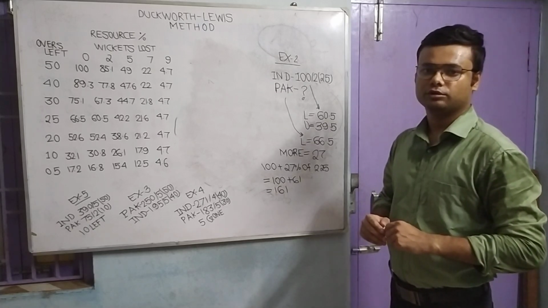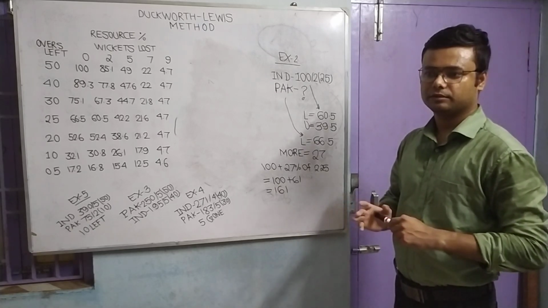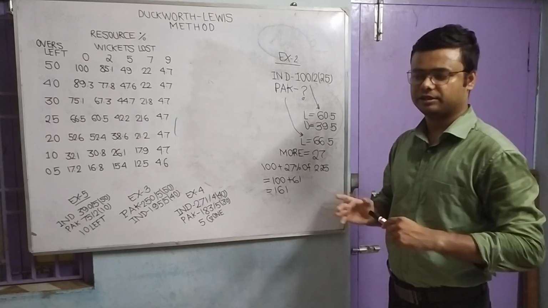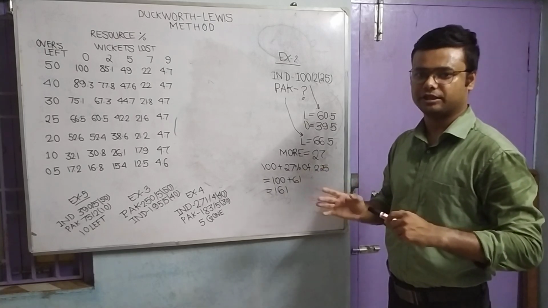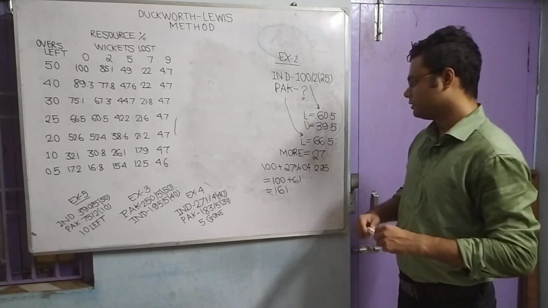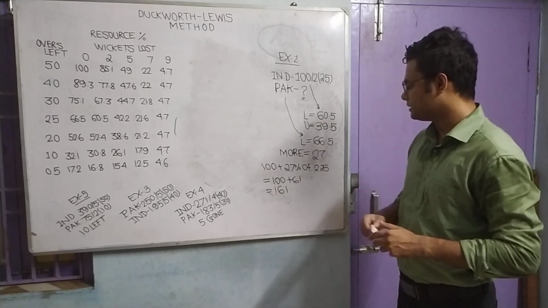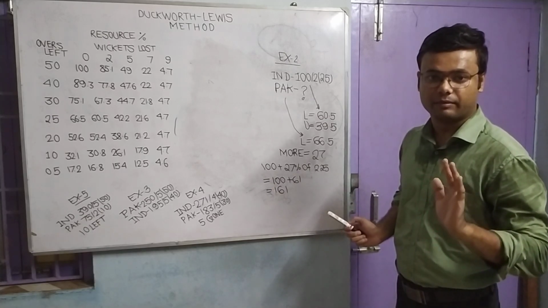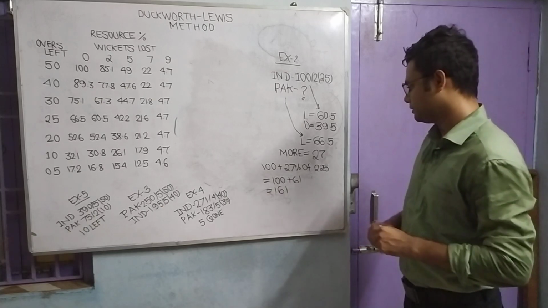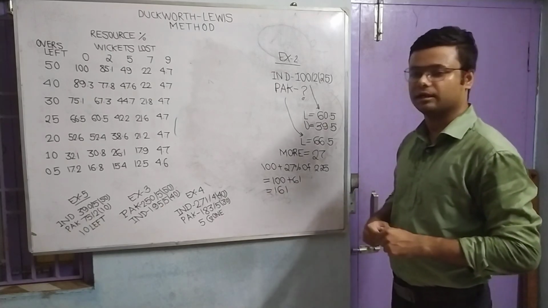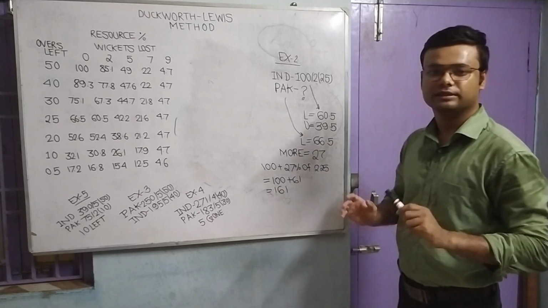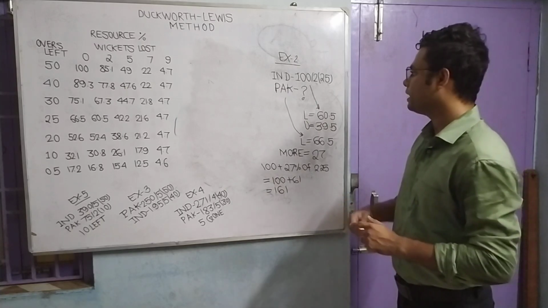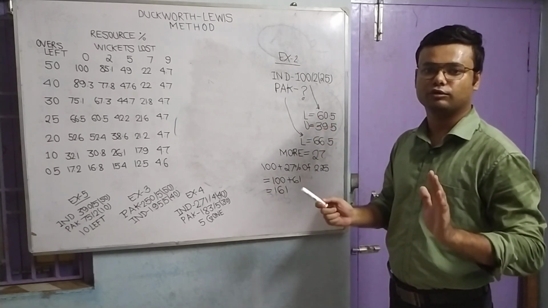So they have to chase a total which will be 27% of the average runs scored in a one-day international match along with India's total. That is 100 plus 27% of 225. What is 225? 225 runs is taken as the average runs scored in an international one-day match. 27% of 225 gives 61. 100 plus 61 is equal to 161. Their revised target will be 161 in their stipulated 25 overs.